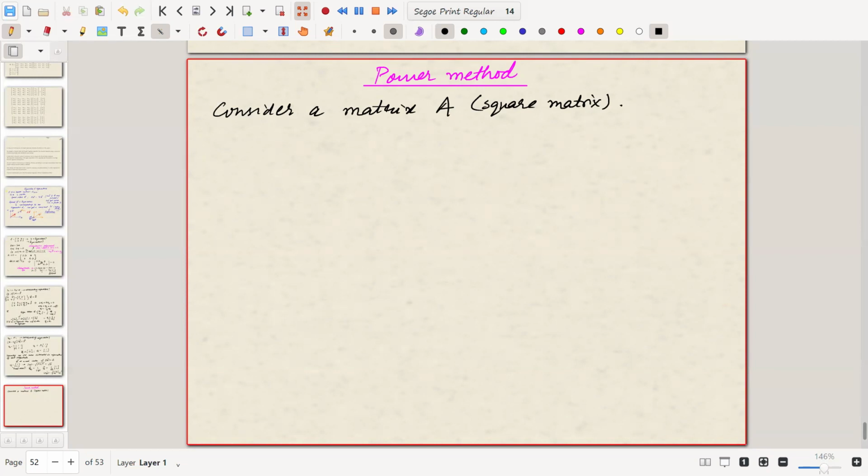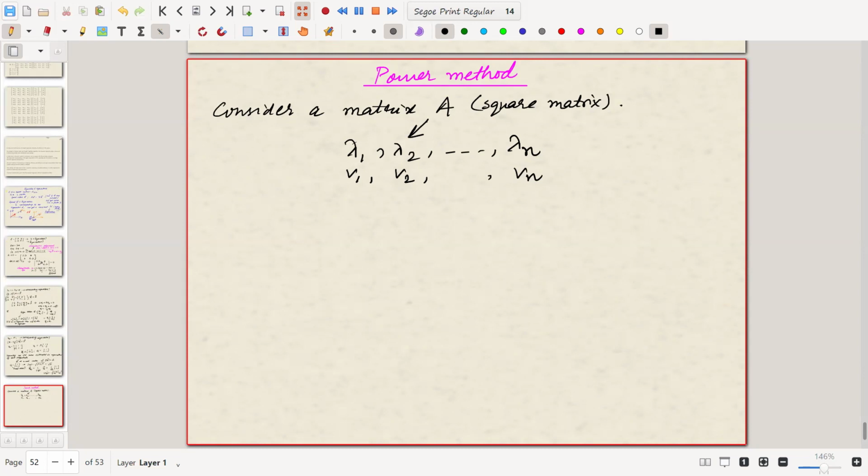Suppose the eigenvalues for this matrix A are lambda 1, lambda 2, so on up to lambda n. There are n eigenvalues because it's an n by n matrix, and correspondingly there are n eigenvectors v1, v2 up to vn, right? These are the eigenvectors.